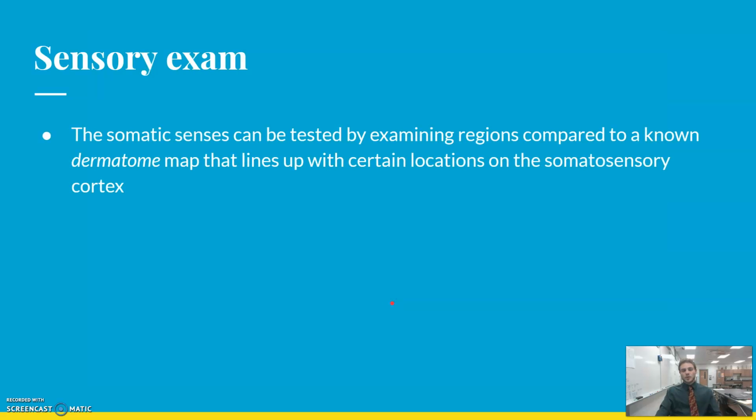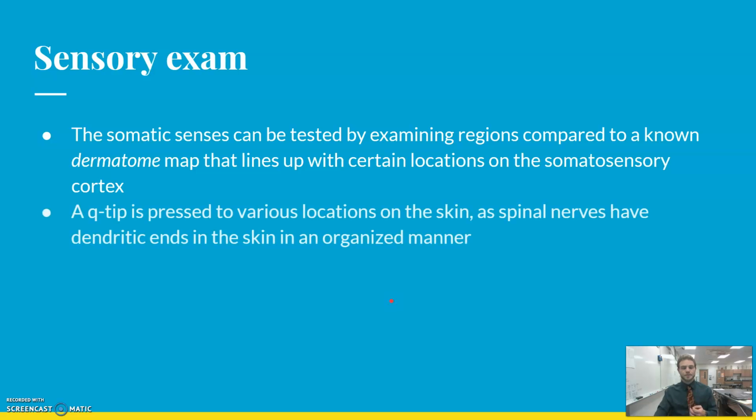These senses and reflexes can be tested in what's known as a dermatome. Generally, we're just testing for sensations here. You can kind of see how it might relate to reflexes. But dermatomes are basically a map that looks at where different spinal nerves and different parts of the somatosensory cortex are sensing different areas on the body.